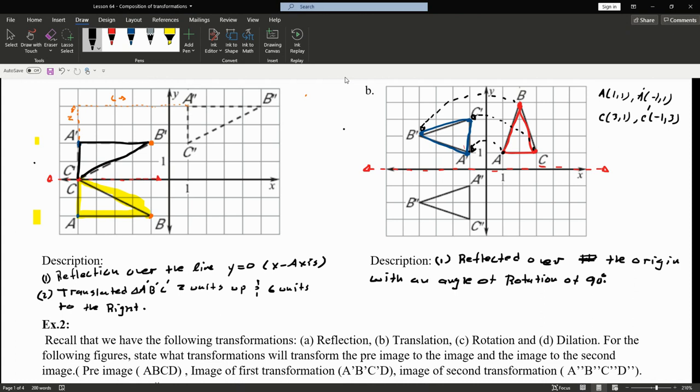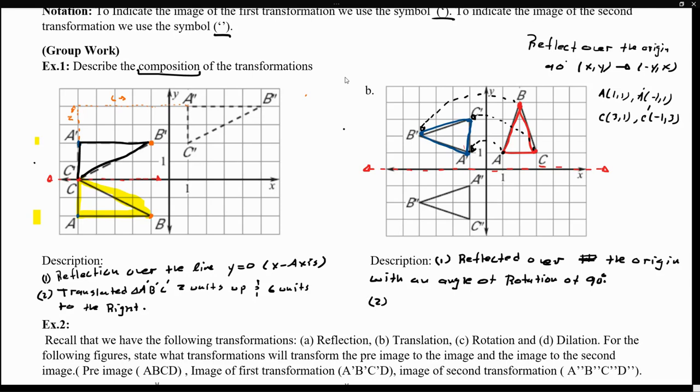So the first thing that we did, we rotated about the origin with an angle of rotation of 90 degrees. And now, in order to land A prime, B prime, C prime on A double prime, B double prime, C double prime, what we did after that, we reflected triangle A prime, B prime, C prime over the line x equals 0. I'm sorry, not x equals 0. Y equals 0. Or another way of seeing it, we reflect that over the x-axis.